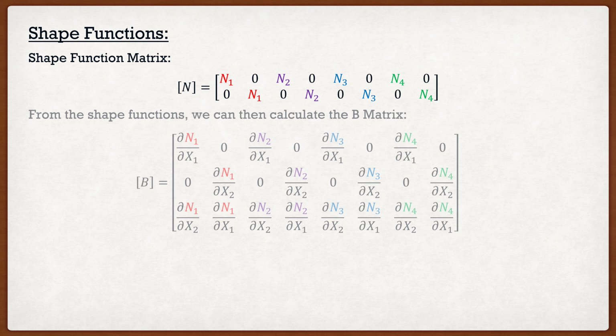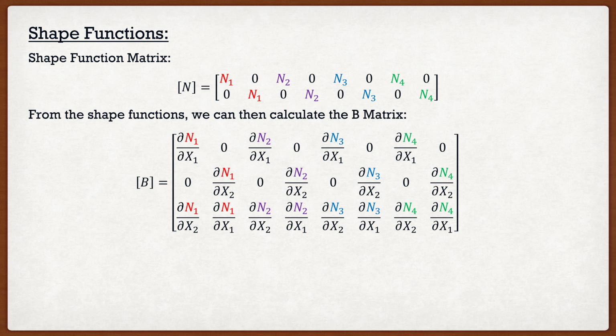What students start to hate is when we calculate the second matrix that we need, which we call the B matrix. And this matrix relates the strains to the nodal displacement. So this one's going to be very meaningful later on. Now again, looks really gross, but it's actually rather simple because it follows the same procedure as the N matrix above. Every 2 columns correspond to a particular shape function.